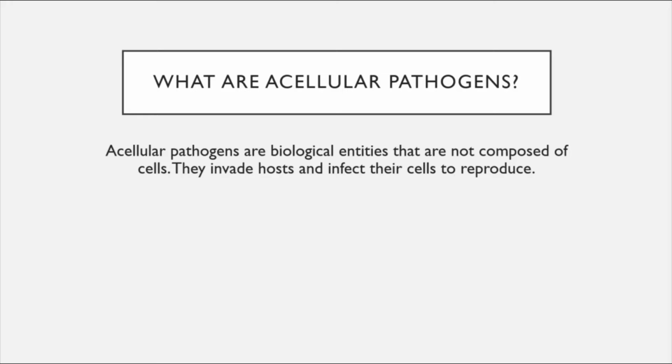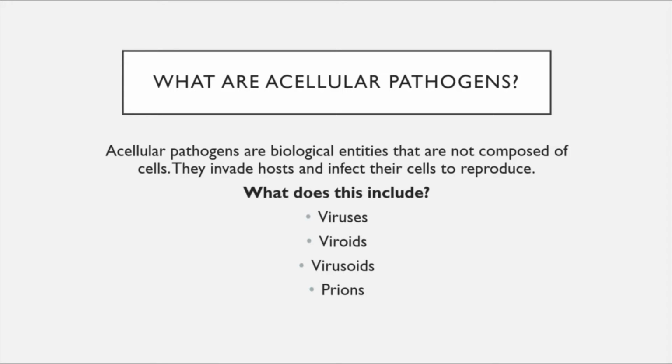And for the most part, when we're talking about humans and we're focusing on clinical microbiology, our emphasis falls on viruses. But there are other acellular pathogens out there as well, including viroids, virusoids, and prions. And we will talk about these at the end of the lecture, but the main body of the lecture is going to focus on viruses, which are just one type of acellular pathogen.